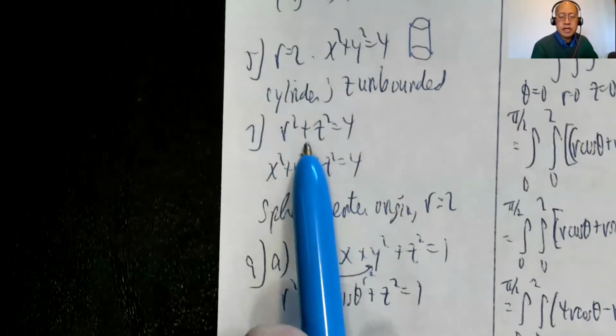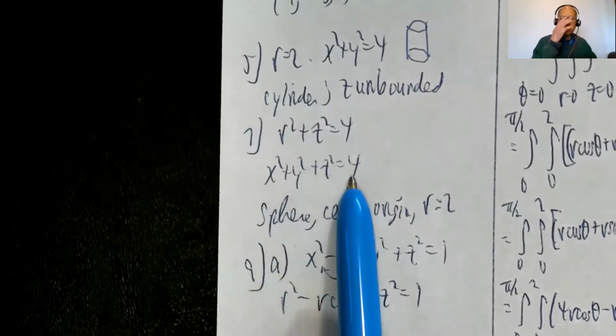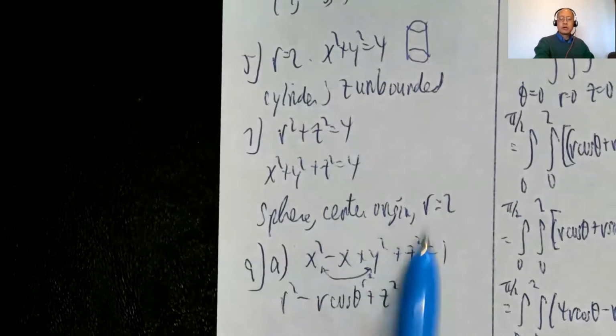Okay, 7, r squared plus z squared equals 4. Well, r squared is the same as x squared plus y squared, so x squared plus y squared plus z squared equals 4. So that's a sphere, center at the origin, radius of 2.